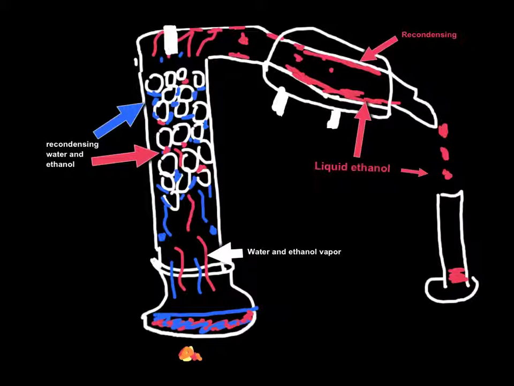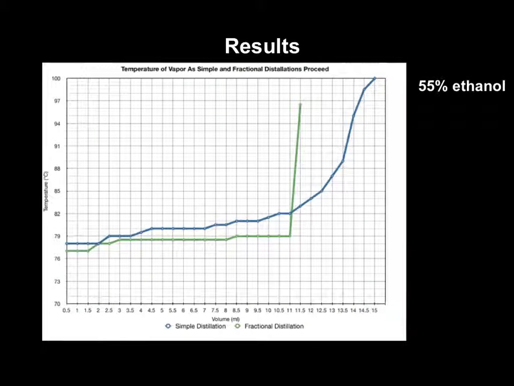It condenses and is collected. This yields a higher concentration of our substance. For every half ml of distillate collected, the temperature of the vapor was taken. Here we have a graph of our fractional distillation and a graph of our simple distillation. From this graph, we were able to tell the percent of ethanol that we initially had.